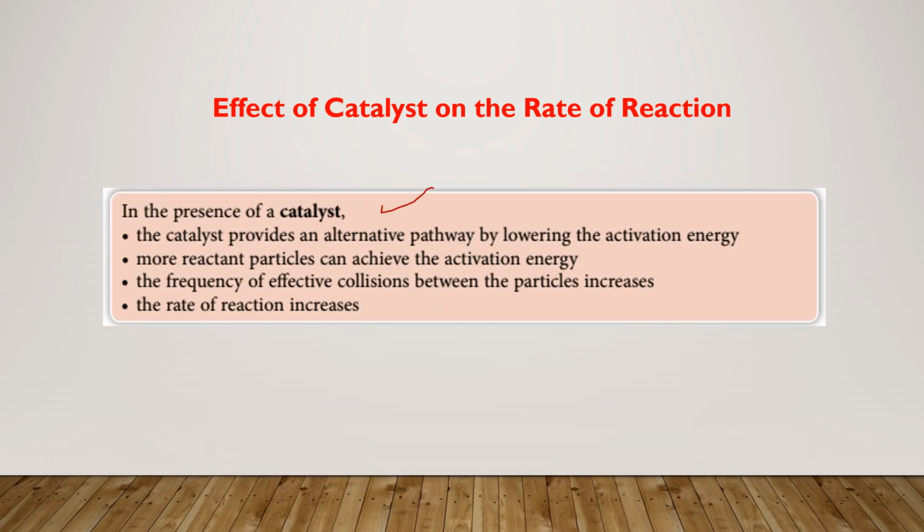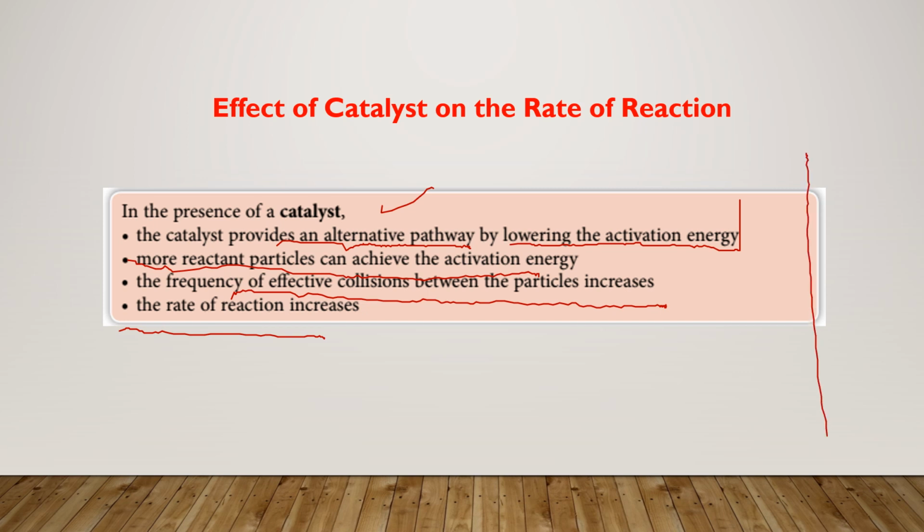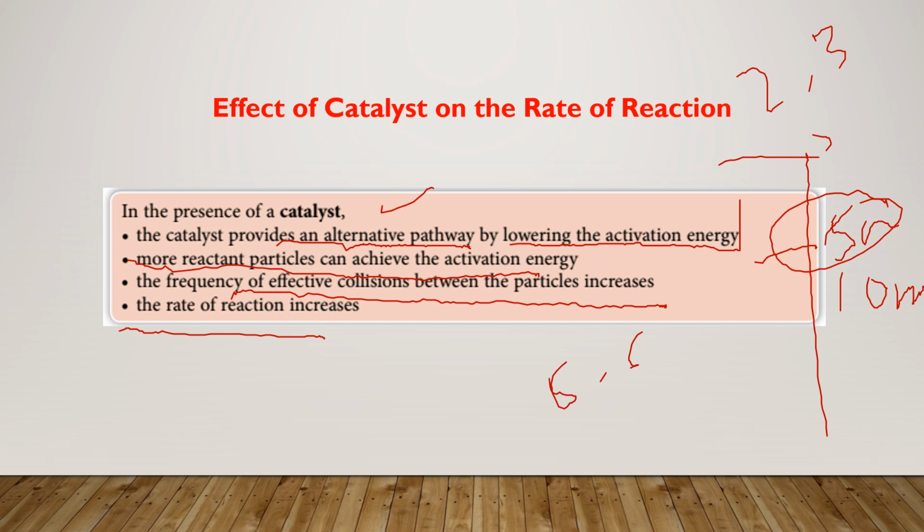In the presence of a catalyst, the catalyst provides an alternative pathway by lowering the activation energy, so more reactant particles can achieve the activation energy. The frequency of effective collision between the particles increases, so the rate of reaction also increases. For example, say you do a high jump of 10 meters. Maybe only 2 or 3 students can make it. But if you reduce it to 5 meters, maybe 5 or 6 students can reach it. If you reduce it further to 1 meter, maybe 10 or 20 students can clear the jump. The same goes for activation energy.